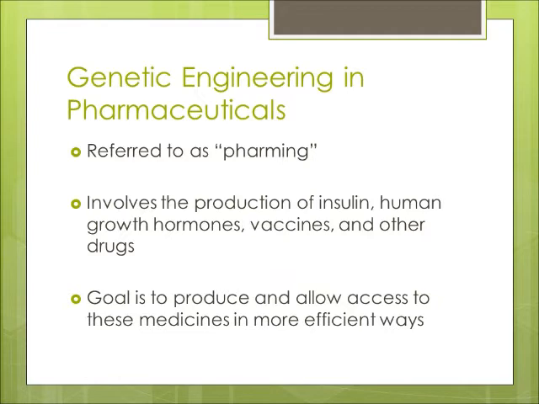But with the help of genetic engineering, insulin can be mass-produced, absolutely identical to human insulin, not causing immune reactions. Another important pharmaceutical product, human growth hormone, or HGH, can now be extracted from genetically manufactured bacteria, and it can be used to treat those suffering from dwarfism. The main goal of genetic engineering in pharmaceuticals is to produce and allow access to these medicines in more efficient ways.